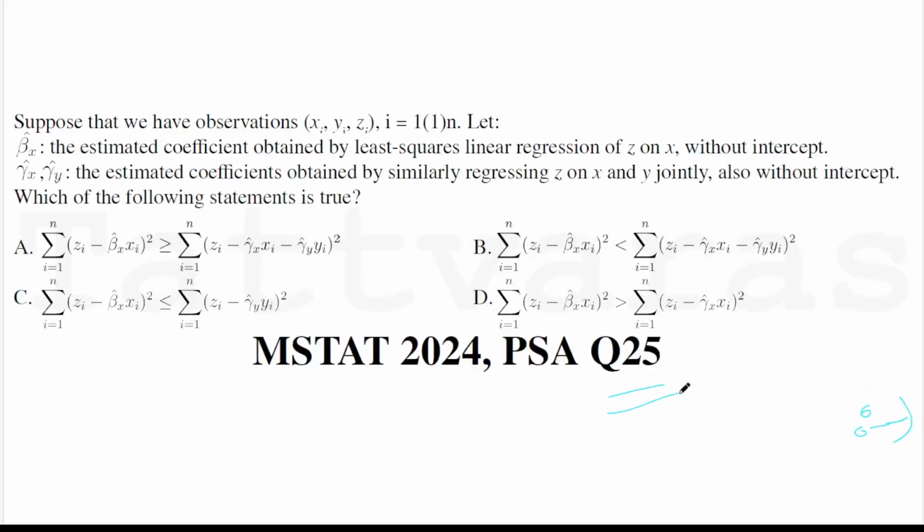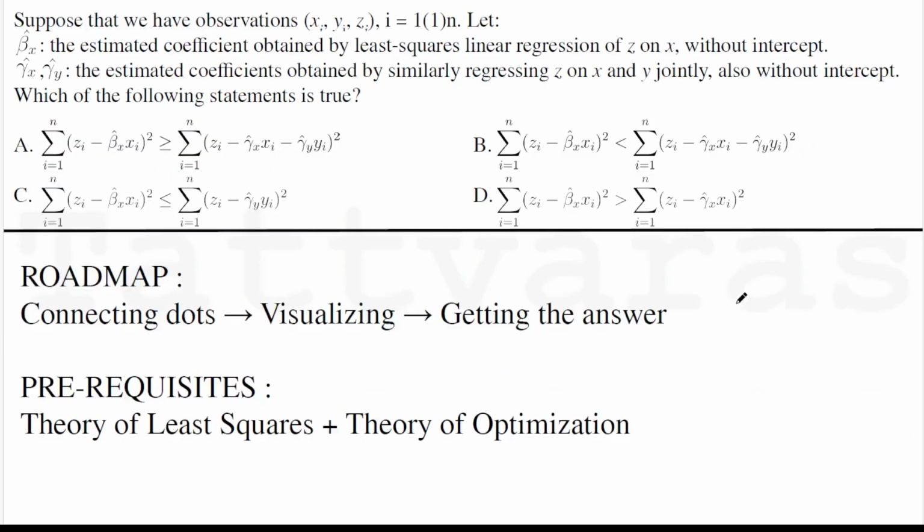Today we will solve the 25th question of ISI MSTAT 2024 PSA. And yes, it's a regression question, or a least squares theory related question. You are given two modeling setups, both with the same dependent variable set, but in the first one you are using only one independent variable to predict. This is the associated coefficient estimate, and in the second you are using two independent variables to predict. These are the associated coefficient estimates.